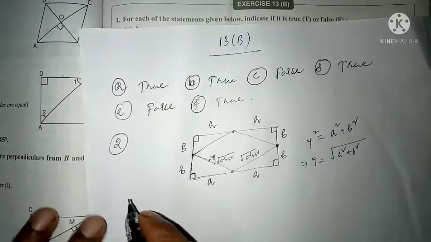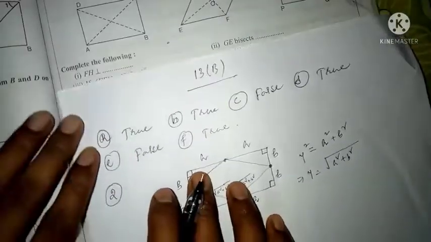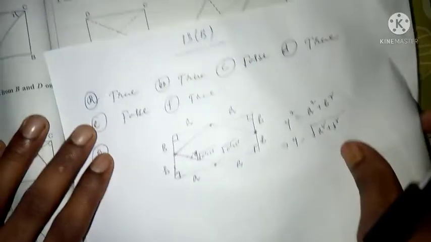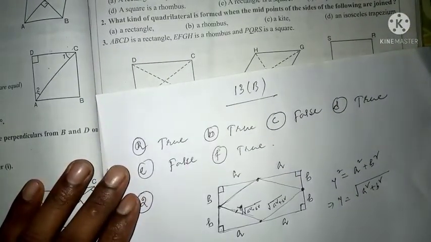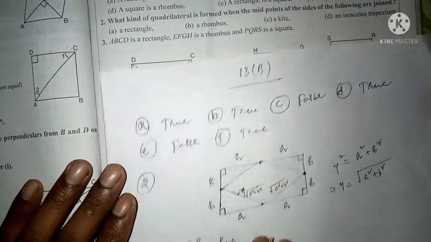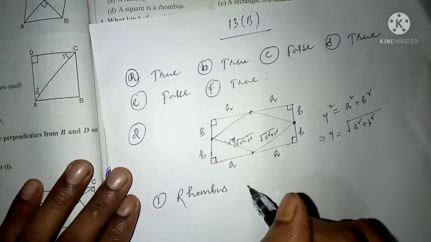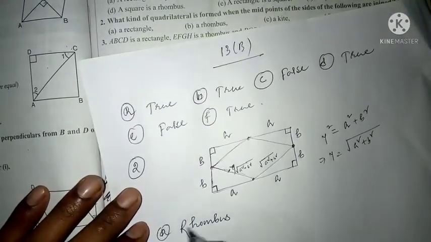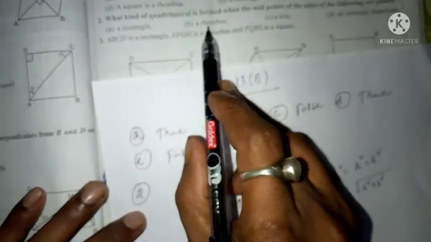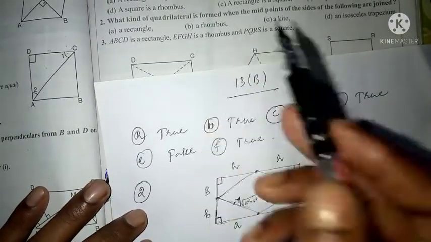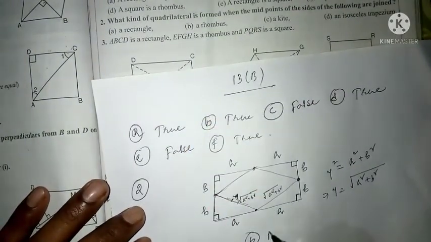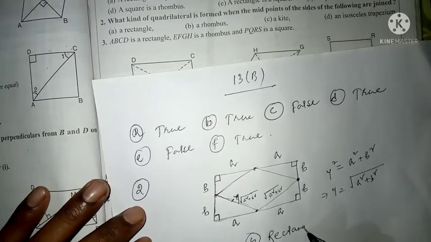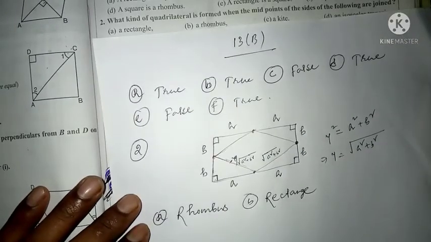So what will happen is that when you join the midpoints of a rectangle, it always gives you a rhombus. The answer will be that it gives us a rhombus. Then this is a, the next is b. What happens when a rhombus, this is the opposite, if I connect all the midpoints of a rhombus, it gives me a rectangle. It's very simple.